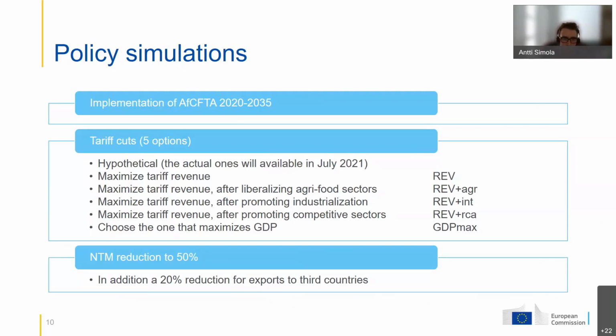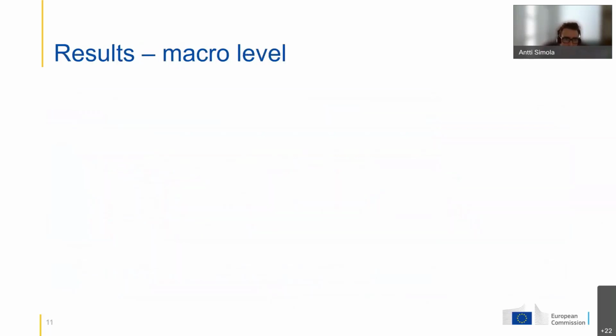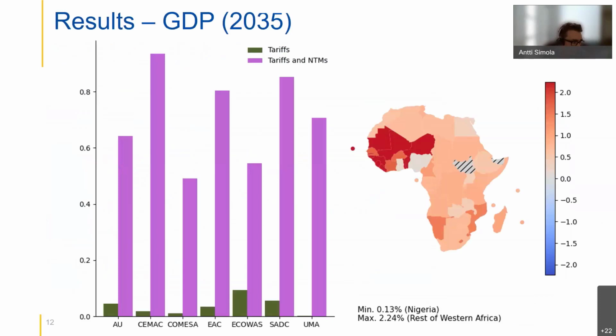Next I can go to the results, and I show first some macro-level results. In these figures, I present percentage changes with respect to baseline in the bar charts on the left-hand side. They show both tariff cuts and combined tariff and NTM cuts at the REC level. All these results are presented in real terms.